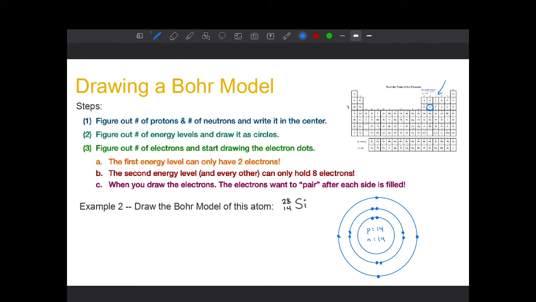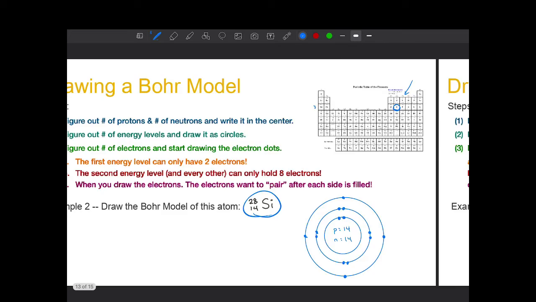Alright, and that's it. And you might be wondering, well, why do you have to put it in this specific arrangement? It is going to be answered when we talk about chemical bonds. Okay, chemical bonds are really important, and if you draw your Bohr model correctly, it will help you explain why certain elements bond a certain way. It's because of how their electrons are arranged in these Bohr models. Okay, so we got the Bohr model here for silicon 28. Excellent. Let's do one more example.